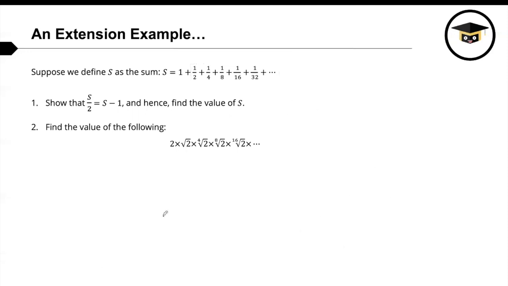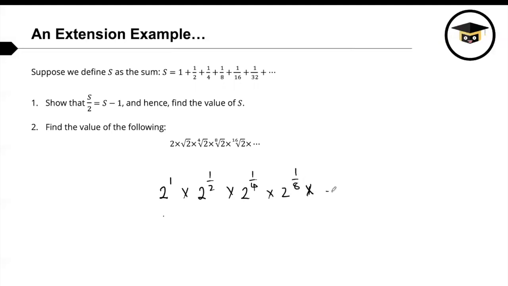Now moving on to question 2. Find the value of the following: 2 times root 2 times the fourth root of 2 times the eighth root of 2 and so on. So this is where we're going to be using our index laws, right? We know that 2 is just 2 to the power of 1. We know that square root of 2 is 2 to the power of a half. We know that the fourth root of 2 is 2 to the power of 1 on 4. And we know that the eighth root of 2 is 2 to the power of 1 on 8, and so on. So the pattern just keeps going.